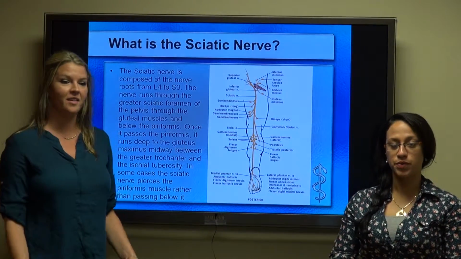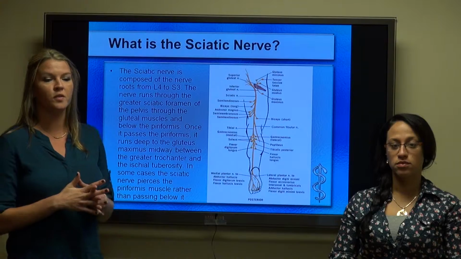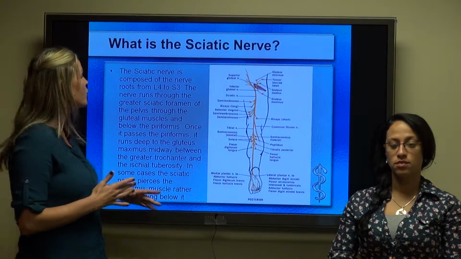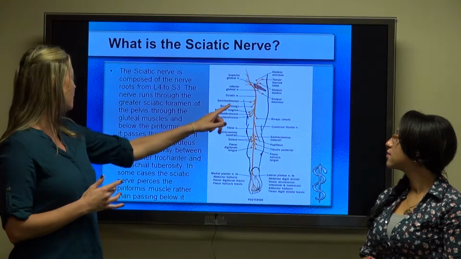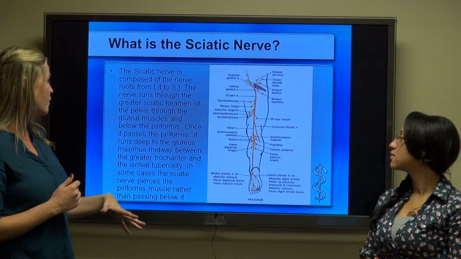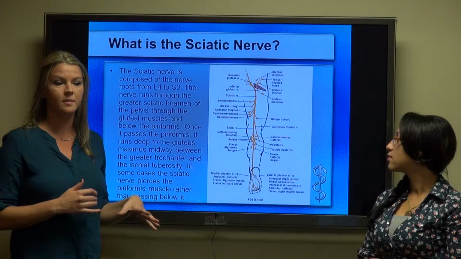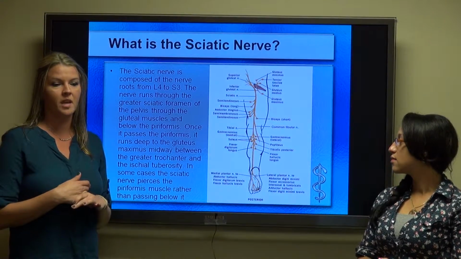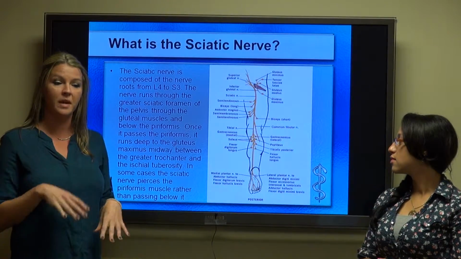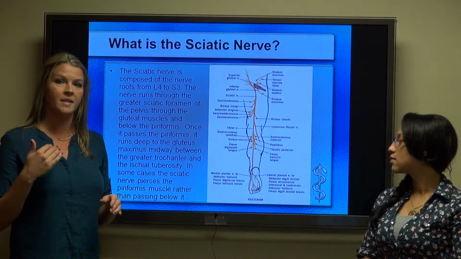So what is the sciatic nerve? The sciatic nerve is composed of the nerve roots from L4 to S3. The nerve roots run through the greater sciatic foramen of the pelvis, through the gluteal muscles, below the piriformis muscle. Once it passes the piriformis, it runs deep to the gluteus maximus, midway between the greater trochanter and ischial tuberosity. In some cases, the sciatic nerve actually pierces the piriformis muscle rather than passing above or below it.